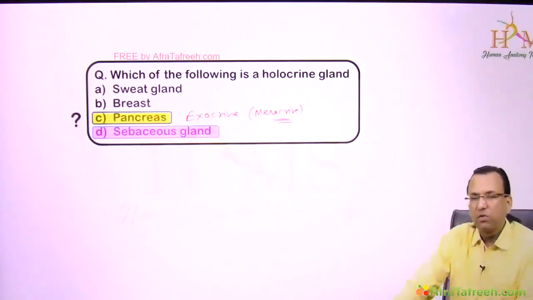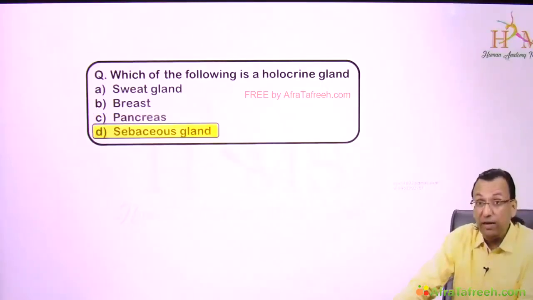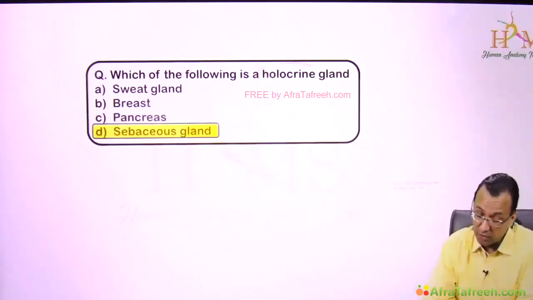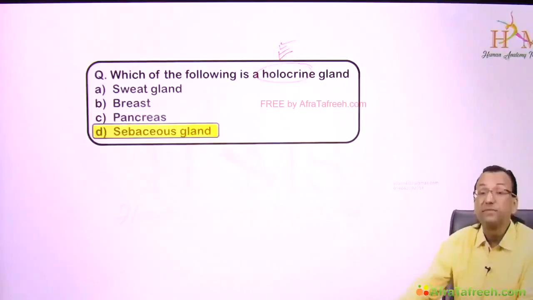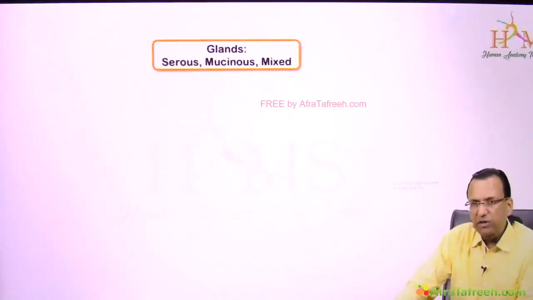By the way, what is the answer to the question? Answer to the question remains the same. See, merocrine is pancreas, but the answer remains sebaceous gland because the question is on holocrine. So keep that answer. Now, when we talk about the glands, serous, mucinous and mixed also come into play.